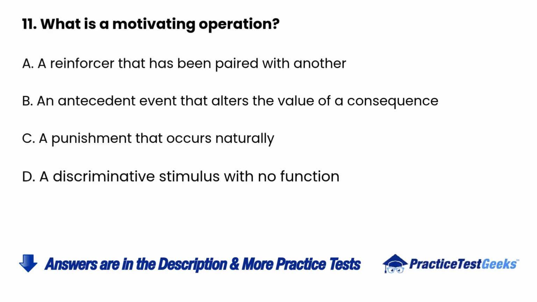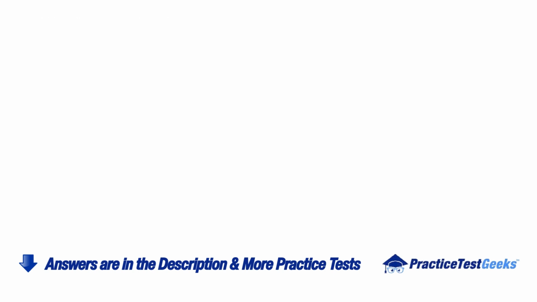11. What is a motivating operation? A. A reinforcer that has been paired with another. B. An antecedent event that alters the value of a consequence. C. A punishment that occurs naturally. D. A discriminative stimulus with no function.